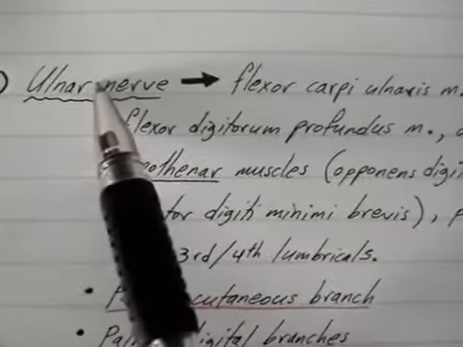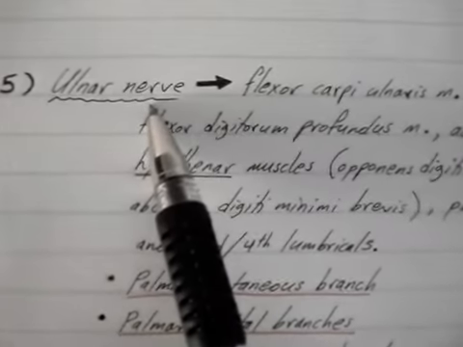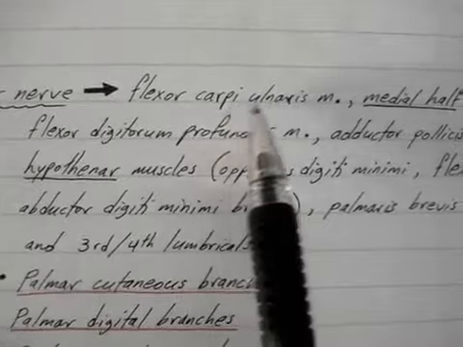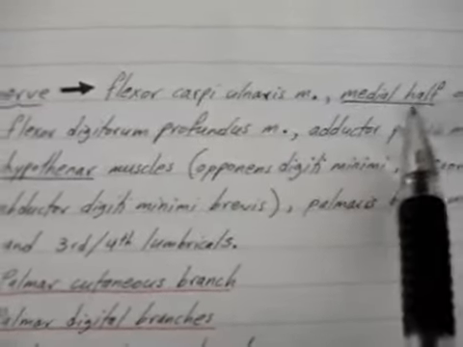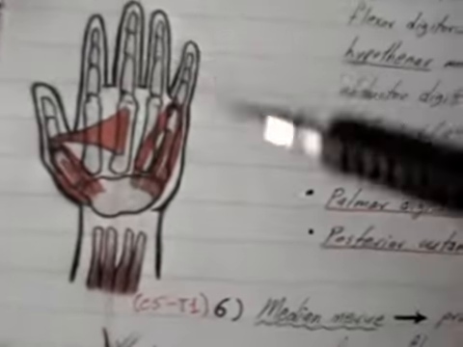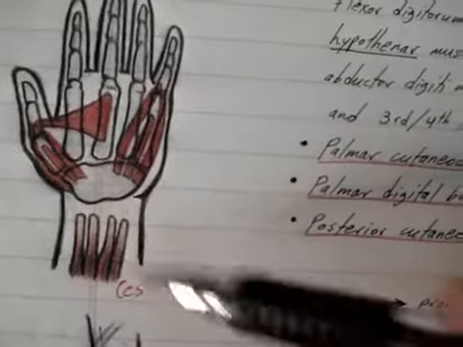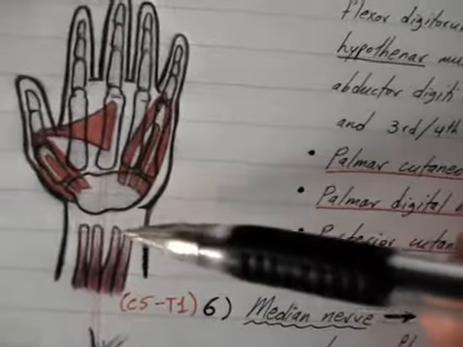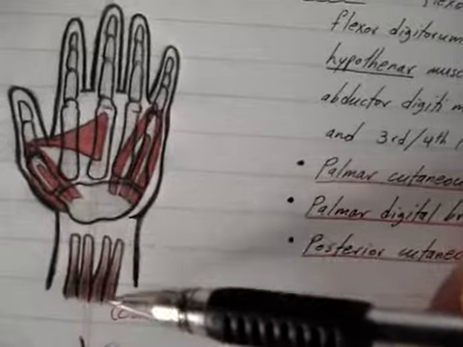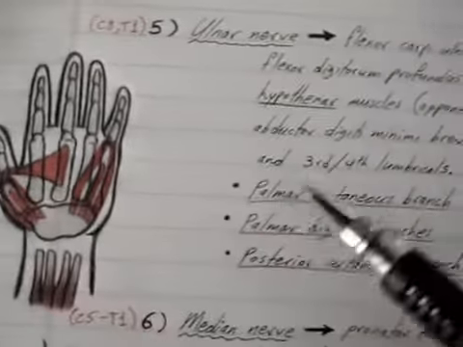Next we will look at the ulnar nerve, C8, T1. The ulnar nerve innervates flexor muscles of the forearm, specifically the flexor carpi ulnaris and the medial half of flexor digitorum profundus. So here is the diagram of the hand and wrist. This muscle here is the flexor digitorum profundus. As you know, there are 4 tendons, one for each finger. The medial half is here, and this is the one innervated by the ulnar nerve.